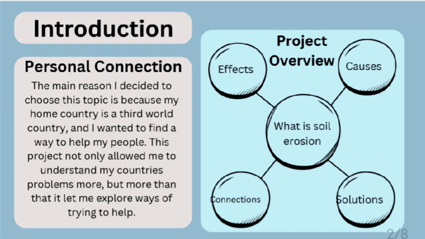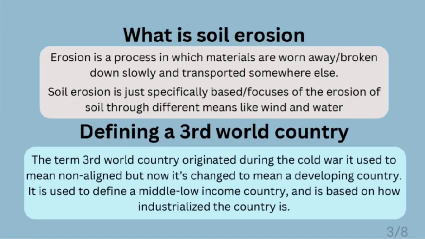And I have a project overview map, which is what we're going to be talking about in the project: what is soil erosion, the causes, effects of soil erosion, and then solutions to the problem and connections to how this connects to third world countries. Soil erosion is basically a process in which materials are worn away by elements like wind or water, and third world countries are basically countries that are still developing, or they have a middle to low income and the country is not fully industrialized.